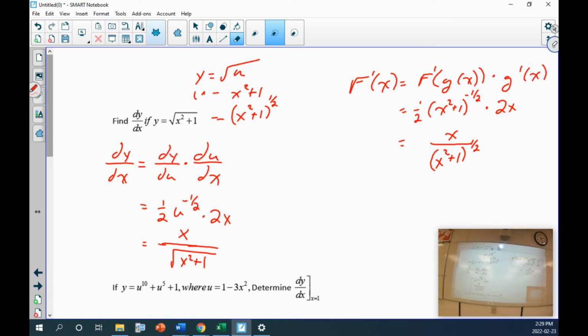So whenever I see the chain rule, I always apply this: take the derivative of the outside function, leaving the inside function by itself, and then take the derivative of the inside function, multiply them together, and simplify.